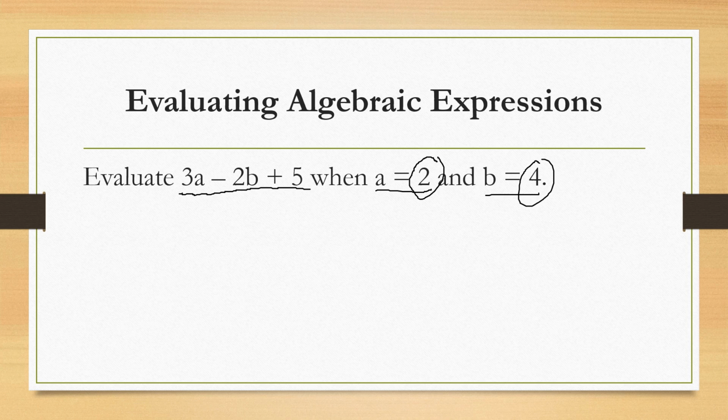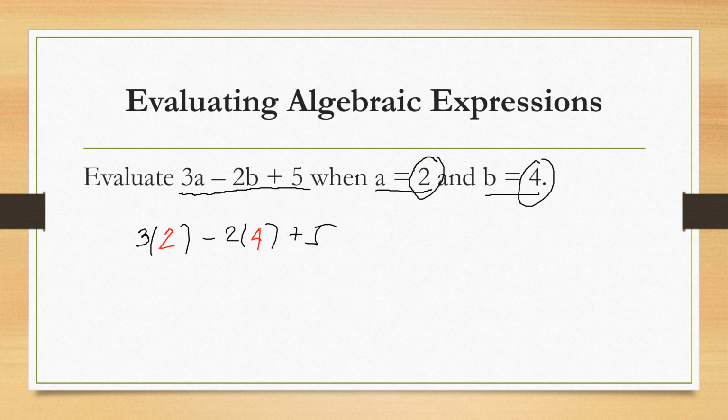So, what will happen is that magiging ano siya, 3 times, ano yung value ng a? The value of a is 2. So, papalitan natin yung a ng 2 minus 2 times the value of b. The value of b is 4. So, palitan natin yung b ng 4. And then, we have plus 5.